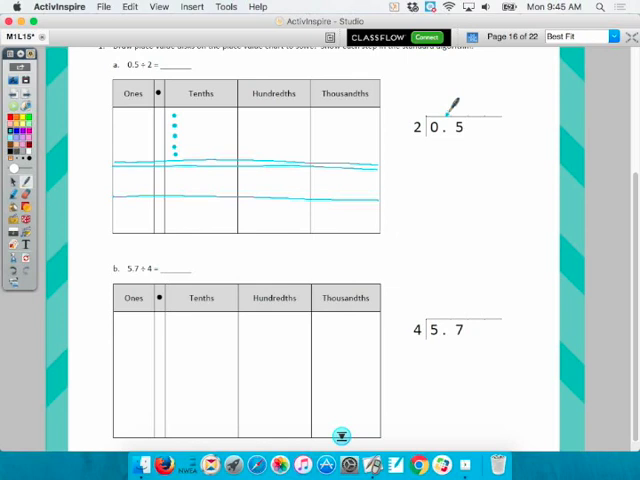Okay. Is there anything to do in the ones place? No. But I'm still going to write a 0 because I know enough about decimal place value to know I'm going to need a 0 in the ones place.